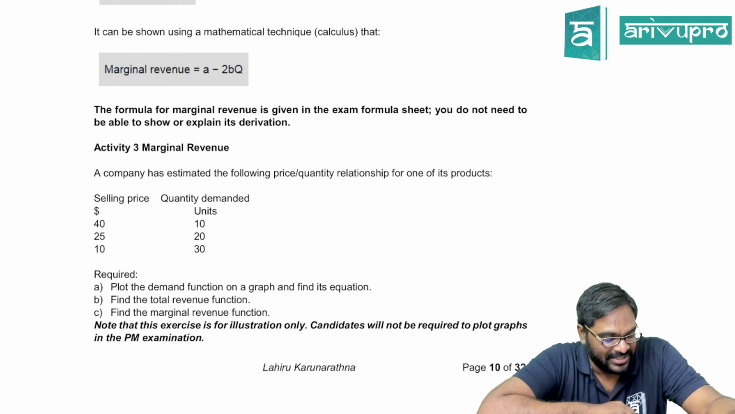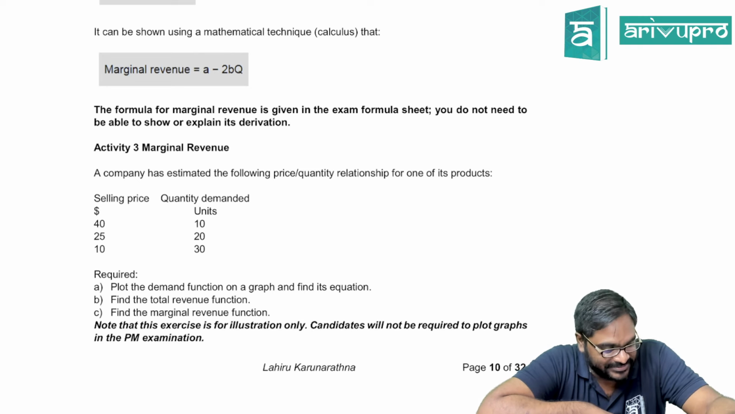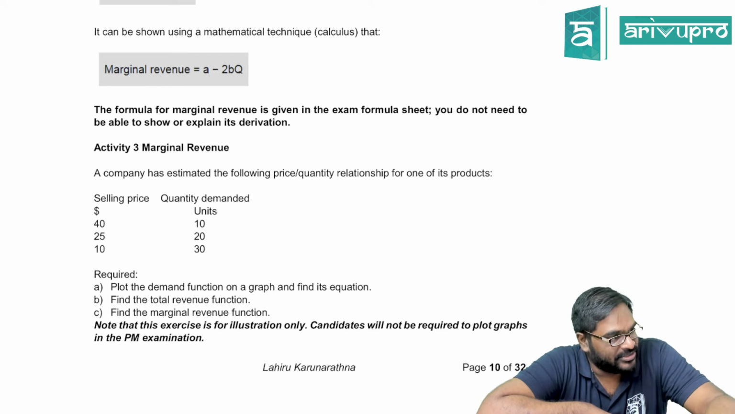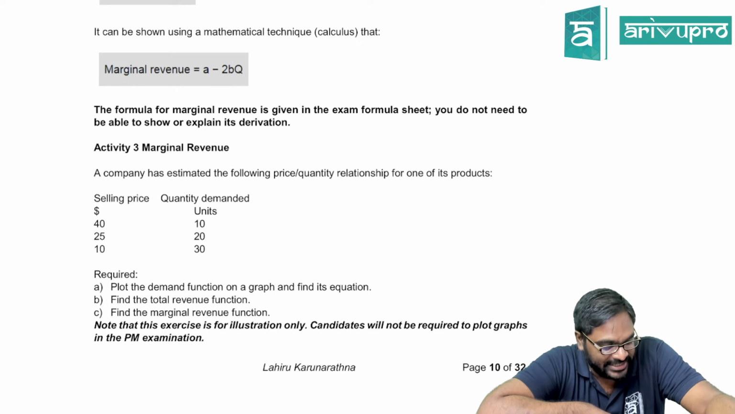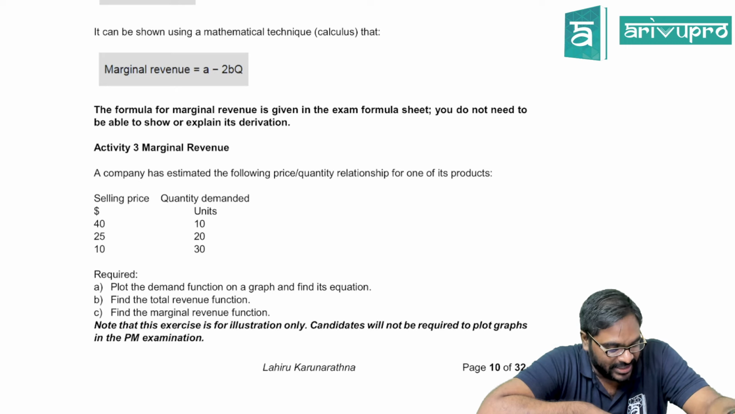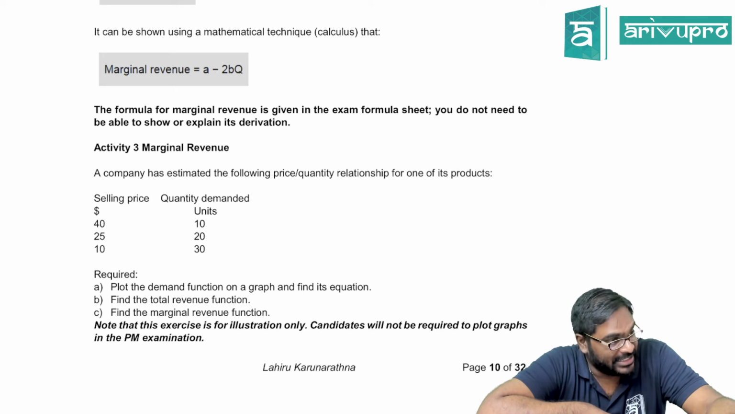Right. Then we have an activity. The company has estimated the following price quantity relationship. At 40 rupees, the units are 10. At 25, units are 20. At 10, units are 30. Required: plot the demand function on a graph and find the equation. Find the total revenue function. Find the marginal revenue function.